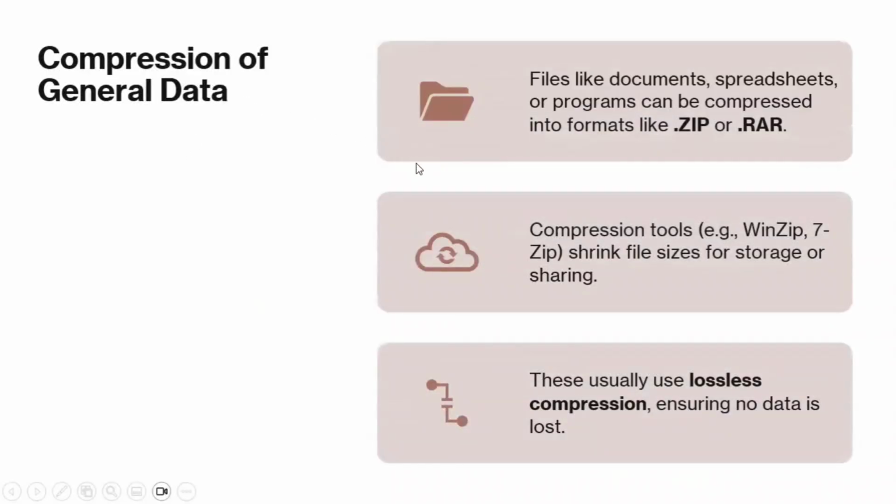We are going to see the compression of general data. Files like documents, spreadsheets, or programs can be compressed into formats like .zip or .rar. We have compression tools like WinZip and 7-Zip that shrink file size for storage or sharing. These usually use lossless compression, ensuring no data is lost.